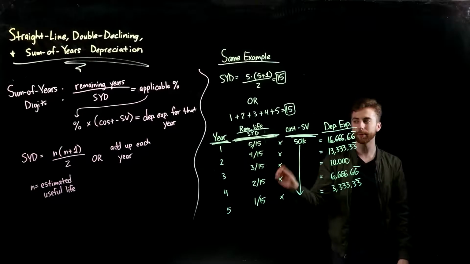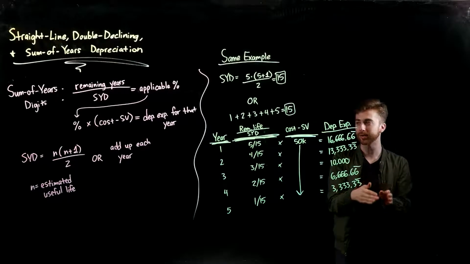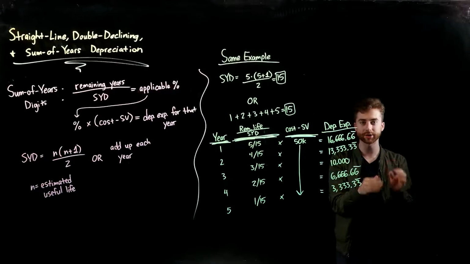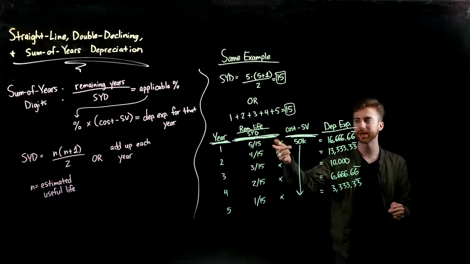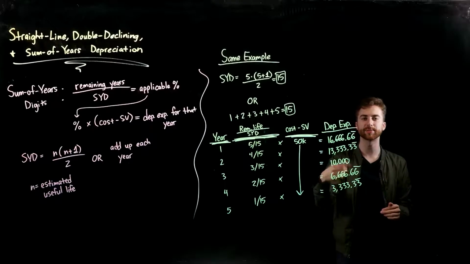You multiply that applicable percentage by this same number every time, which is going to be your cost minus your salvage value, so that same amount, but with a different percentage based on your remaining years changing, and that's going to give you your depreciation expense for that year.